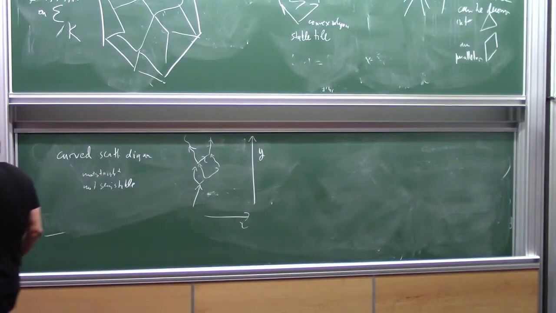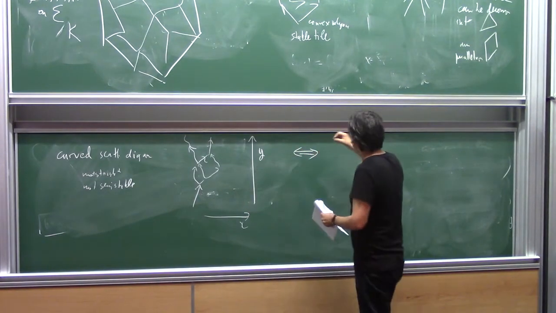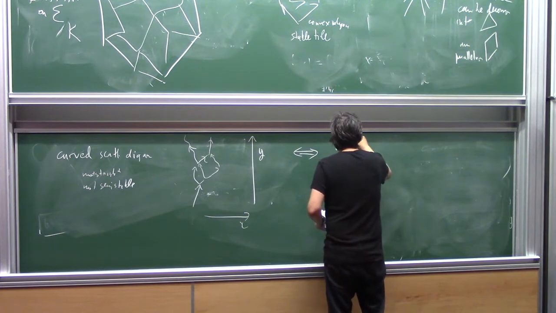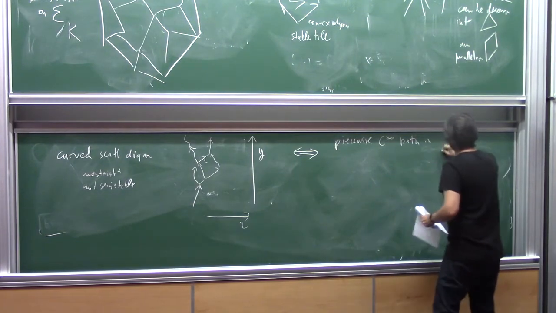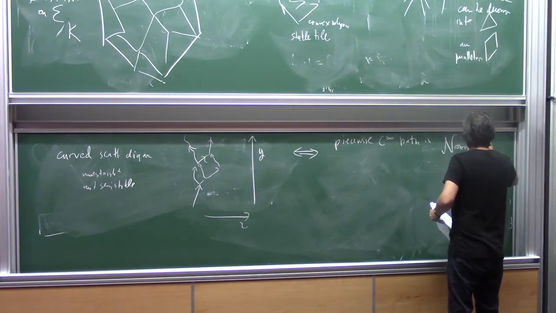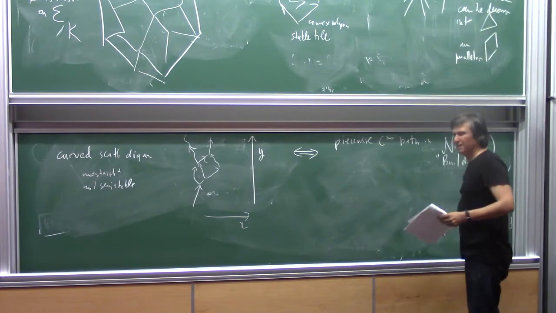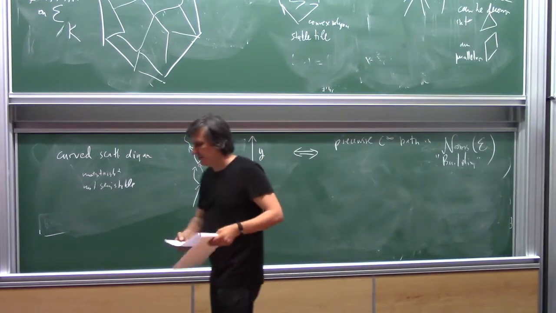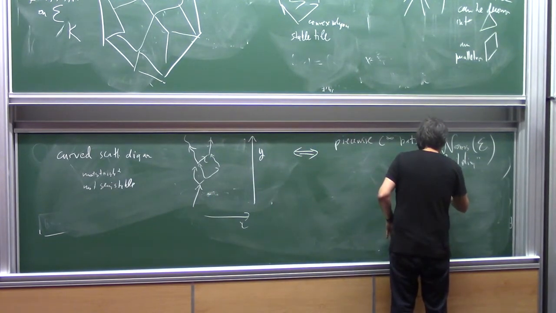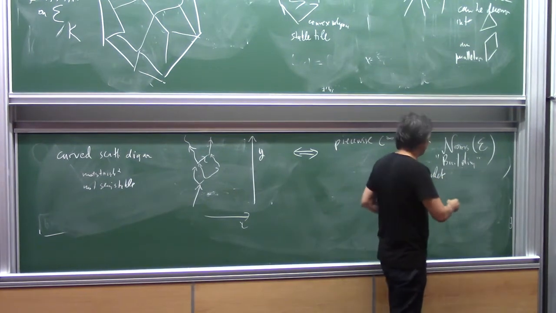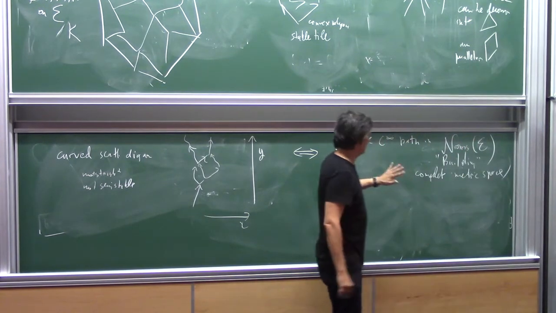Now the idea is the following. These things should be the same, it's a formulation as piecewise C infinity paths in the space of norms on my object E. It's kind of a building, the space of norms. It's actually a nice space. It's a complete metric space. One can say one norm is close to another, and it's a complete metric space. So it's locally compact.